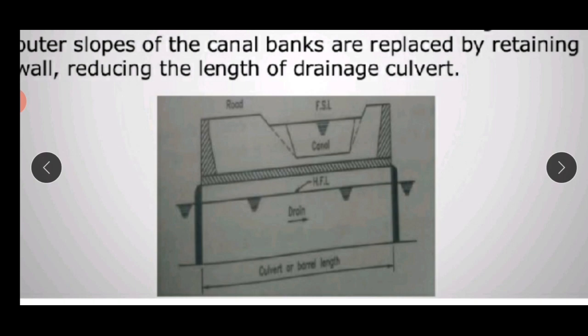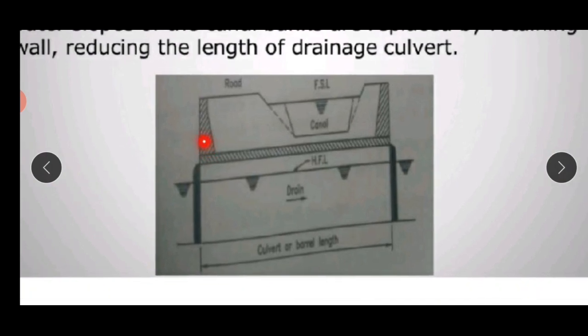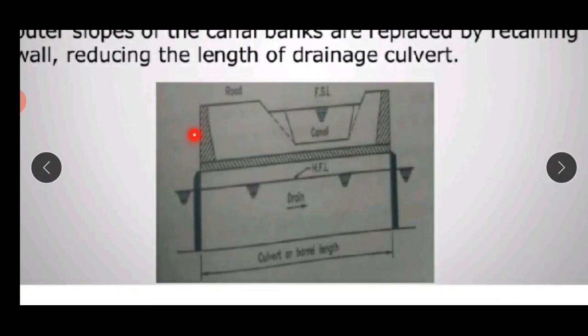Let me repeat the same thing. In type 1 the earthen bunds are provided, and in the case of type 2, at the outer slope of the canal we provide a retaining wall. Thus we reduce the culvert barrels.